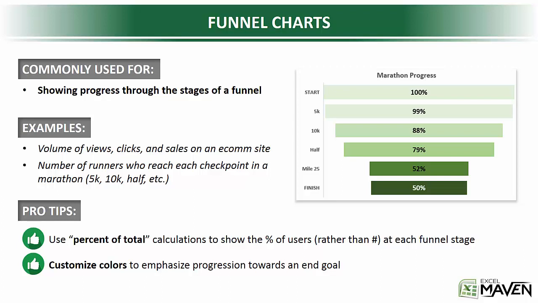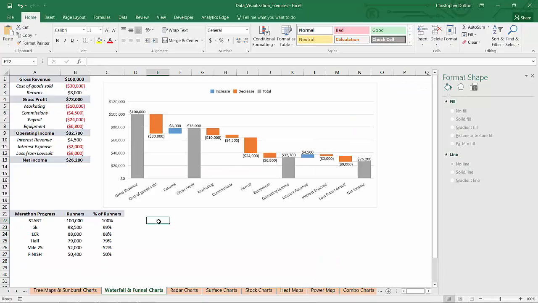Two quick pro tips here. You can use percent of total calculations to show percentages instead of raw numbers. Sometimes that just tells a more clear story. And second, you always have the option to customize your chart colors, and that can help to emphasize progression towards some sort of an end goal. So let's hop into Excel and take a look.